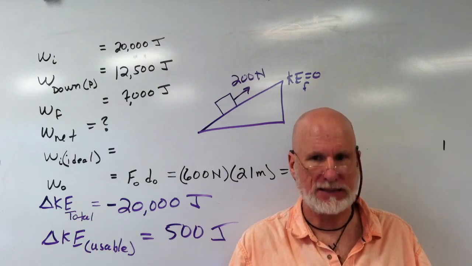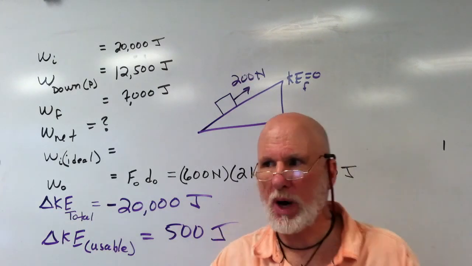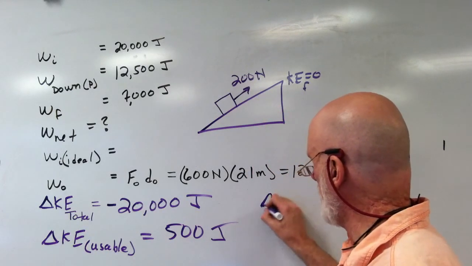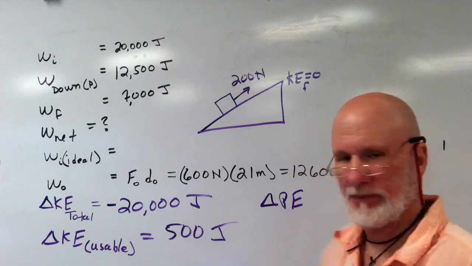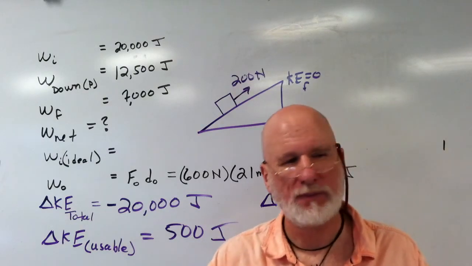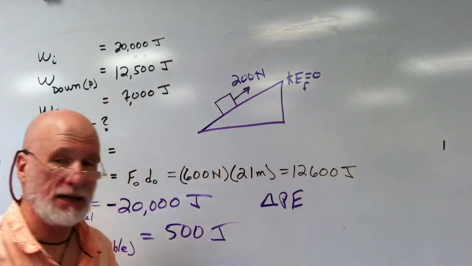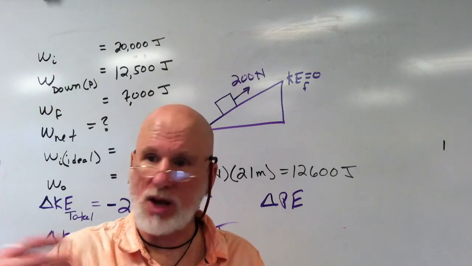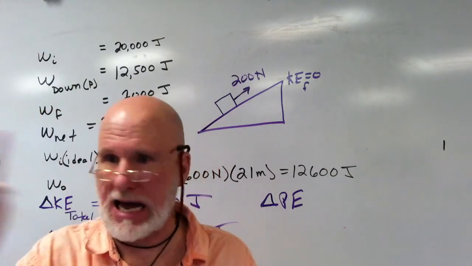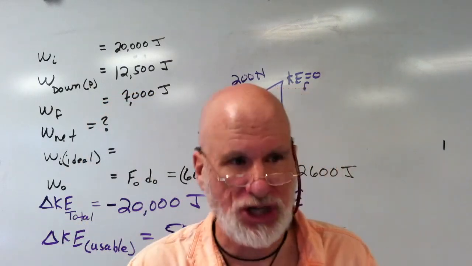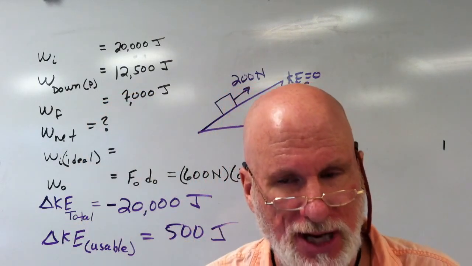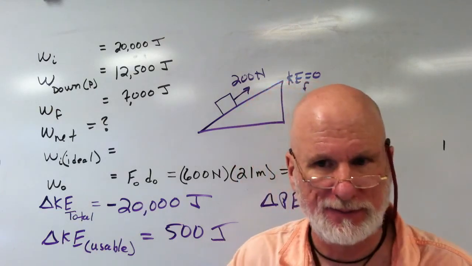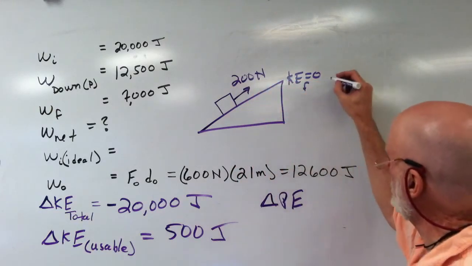Yes? All right, now, what is the change in potential energy? Positive 20,000? No, because I didn't. Did all of that go into potential energy? No, I lost a lot of it. It was gone. But what was the change in potential energy? In other words, how much potential energy did this skier have at the top of the hill? Isn't it going to be right here?